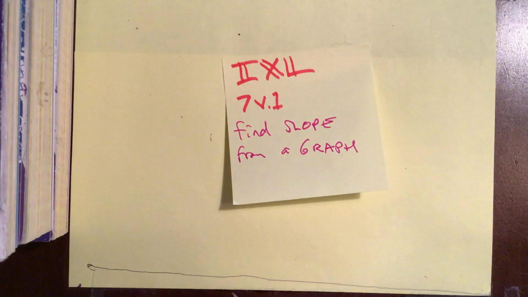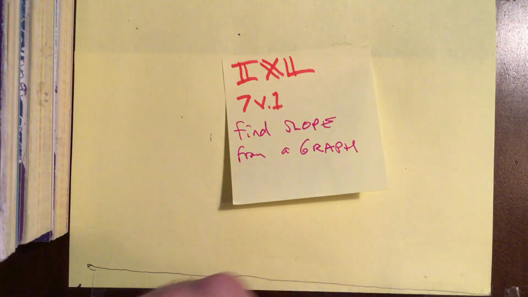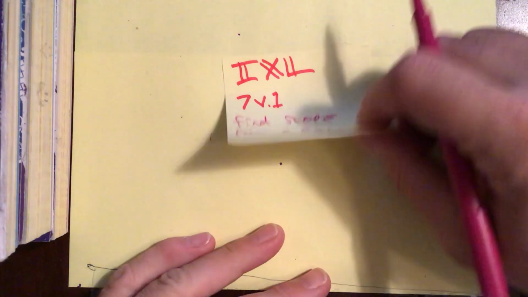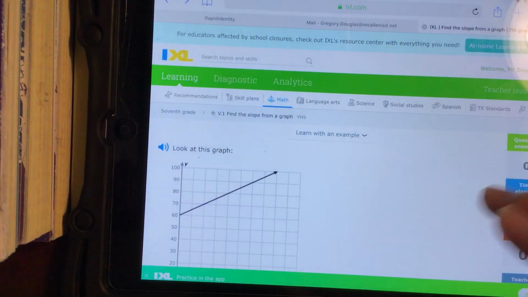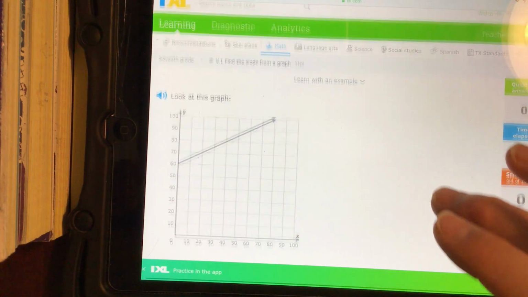That's it. We fold this paper and we shall begin finding the slope from the graph. So here we go. Here's IXL. I just logged on. I have no points yet.